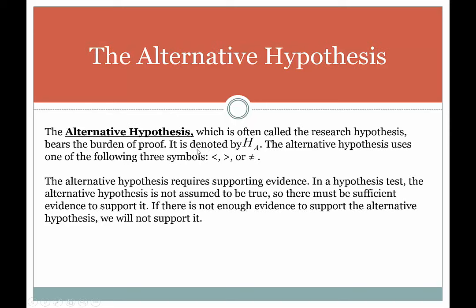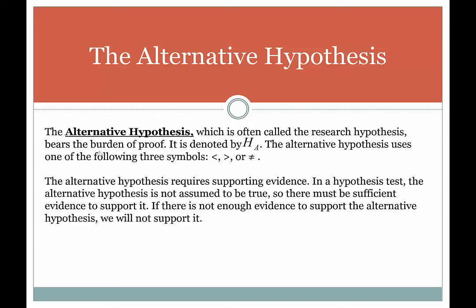All right, that brings us to the alternative hypothesis. So the alternative hypothesis is often called the research hypothesis. And it's the hypothesis that bears the burden of proof. In other words, if you have a research hypothesis or the alternative hypothesis out there and you want to make it become the new sort of law of the land or the new belief system, you're going to have to provide sufficient evidence for it, right?